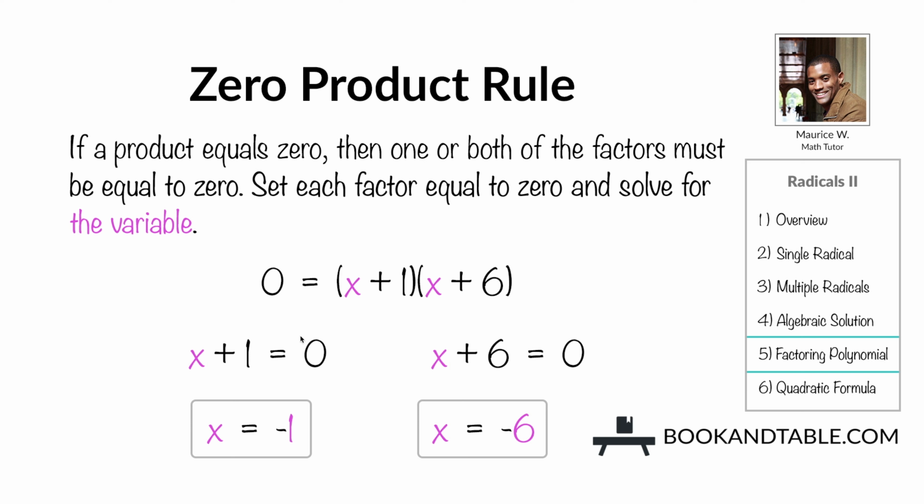So you solve both for x, and then we're going to check both values. So x plus 1 is equal to 0 will give you x is equal to -1 as one value of x. And x plus 6 is equal to 0 would leave you with x is equal to -6 as the second potential value for x. So that is how you would go about solving the polynomial by factoring it.